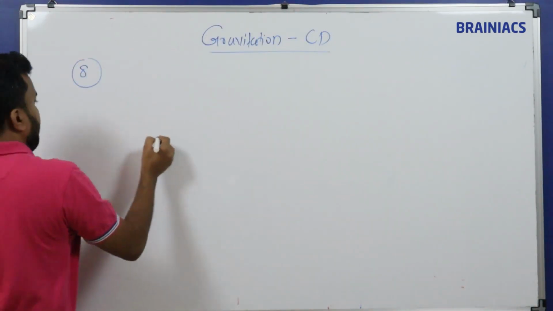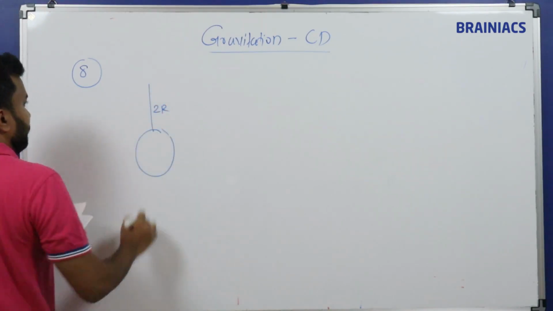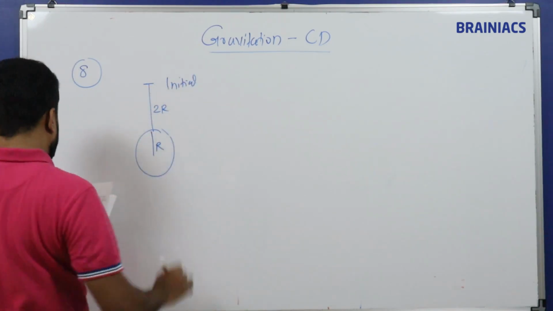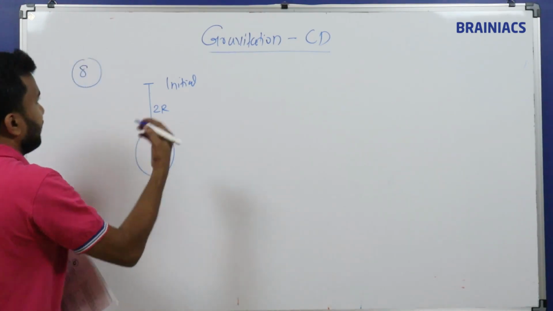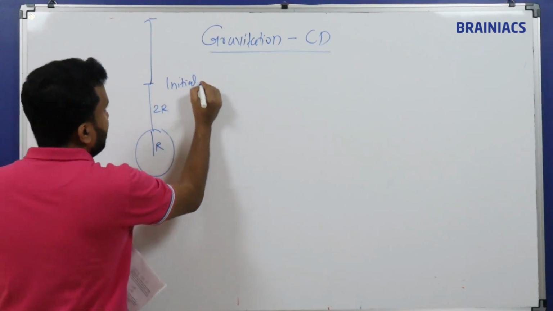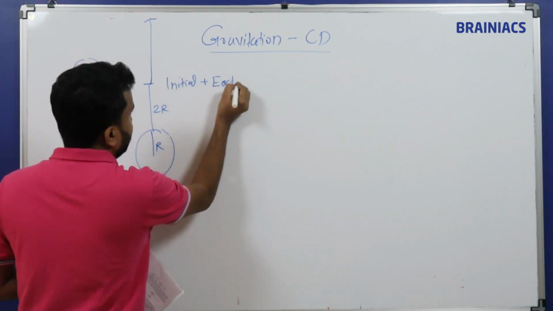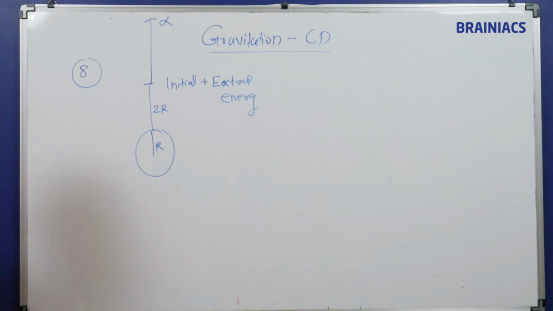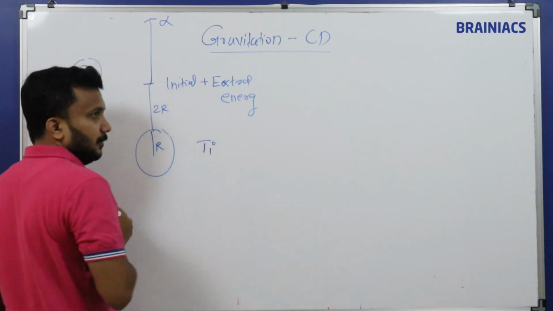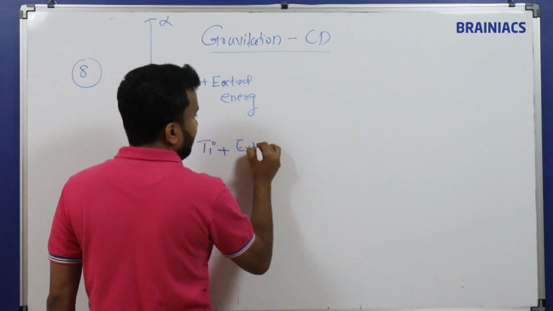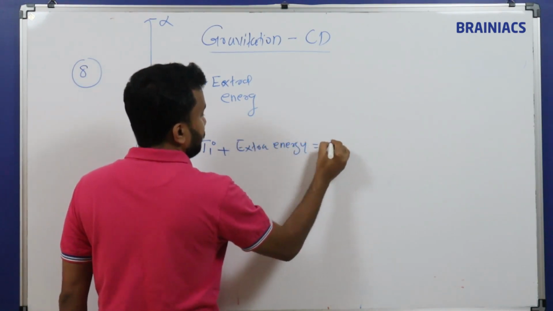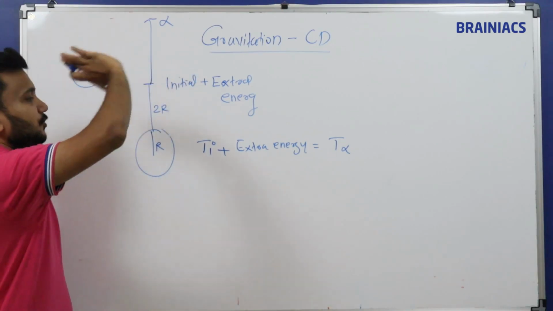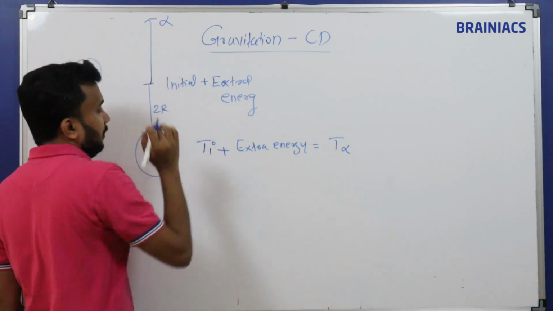So question number 8, a body which is situated at a distance of 2R from the earth surface, here extra R. So this is our initial point. And the additional energy, if you are giving some extra energy, the body will go to an infinite position. So what we can do? Total energy at the initial point plus this extra energy is equal to total energy at infinity. If you are giving some extra energy along with the initial energy, then it will go to infinity.